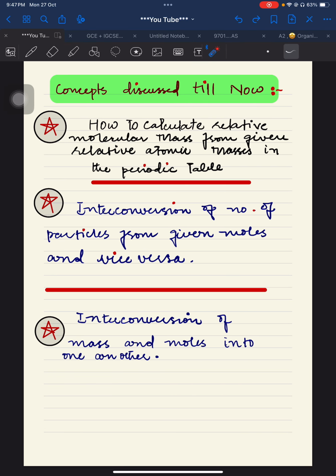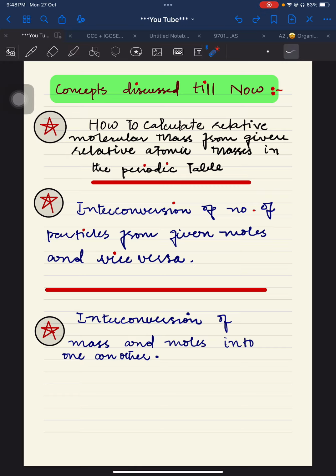Then in the next thing, interconversion of number of particles from the given moles and vice versa. From the moles, you can go towards the particles, and from the particles, you can go towards the mole. For example, the examiner can ask that if 7.5 into 10 raised to power 23 particles are given for one thing, how many moles will be there? You can say that 6.02 into 10 raised to power 23 is equal to 1 mole, and these many particles will become equal to X. So in this way, you can calculate the moles to particles and particles to moles conversion.